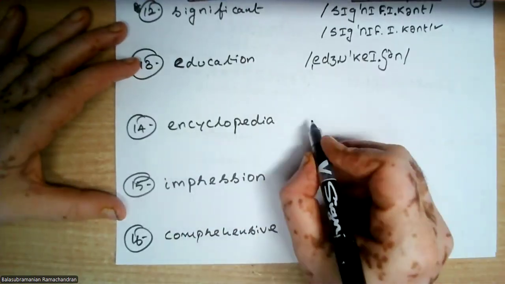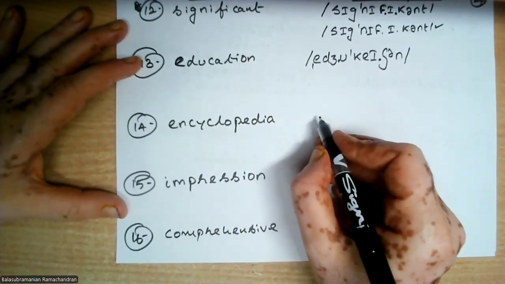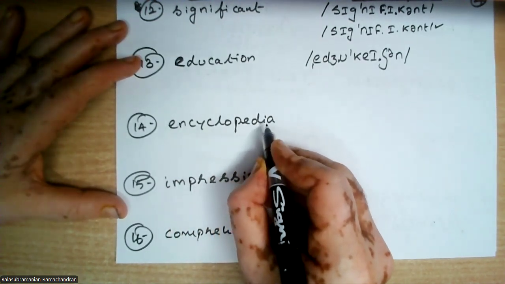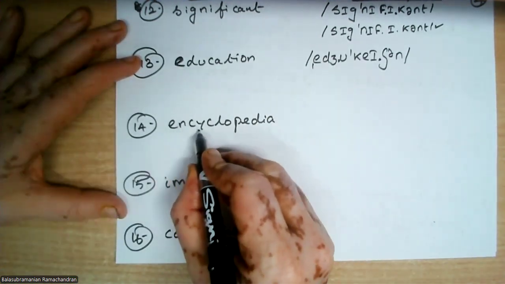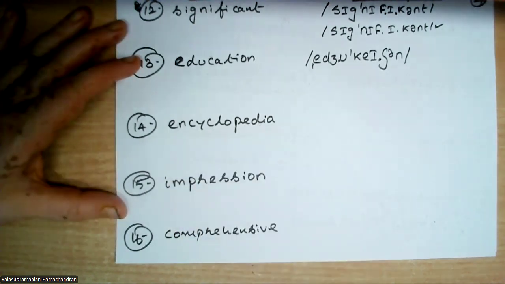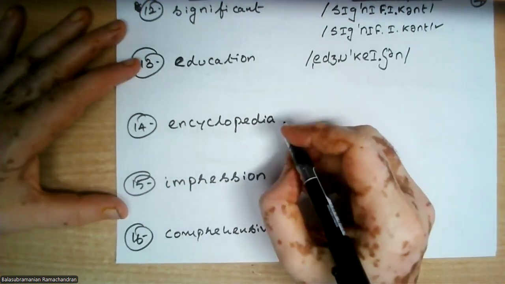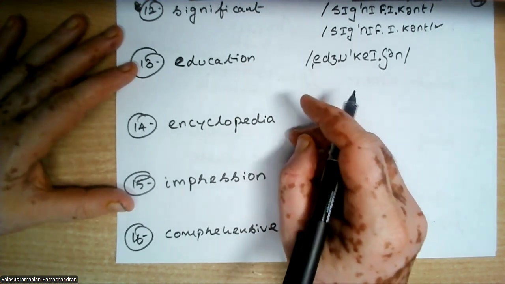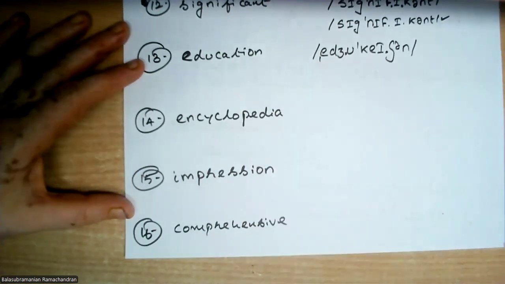Okay, move on to word number 14. Again, a very long word. That's okay. ENCYCLOPEDIA. I repeat, encyclopedia. Okay, let's listen to the pronunciation.